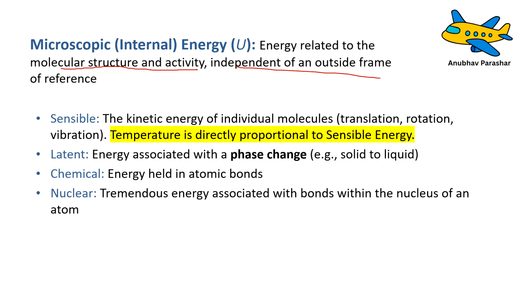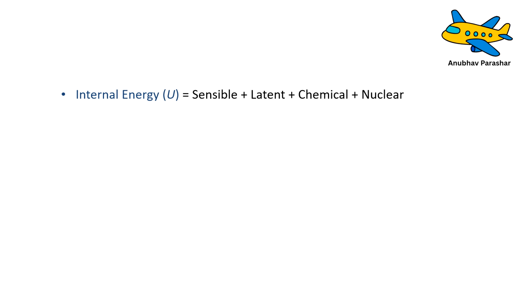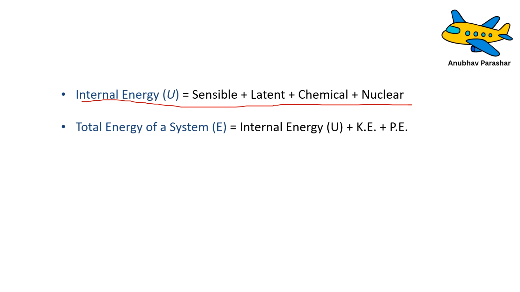Now, always remember that temperature is directly proportional to sensible energy. Whenever you are increasing the temperature, the energy that increases is the sensible energy, that is the vibration of the molecules. Having said that, internal energy is a sum of sensible, latent, chemical, and nuclear. And the total energy is basically the internal energy, which is the above, plus the kinetic energy and potential energy, which is the macroscopic part of the system.